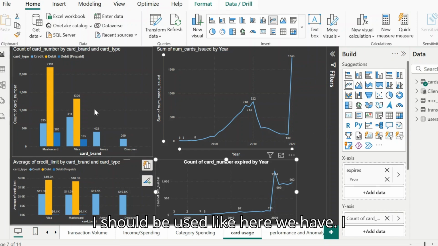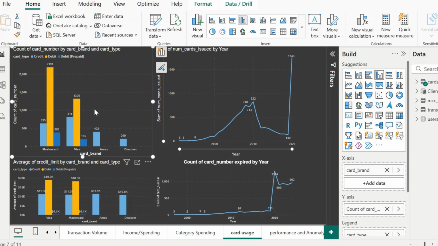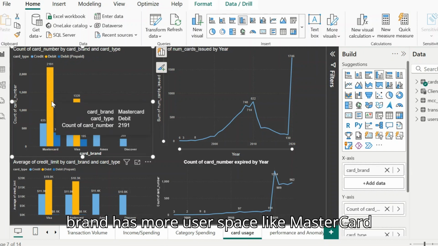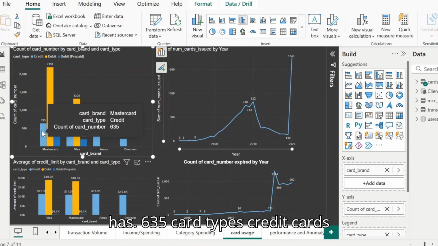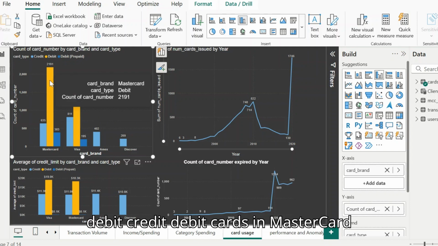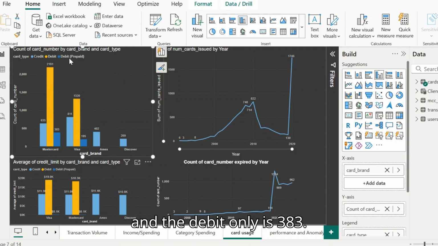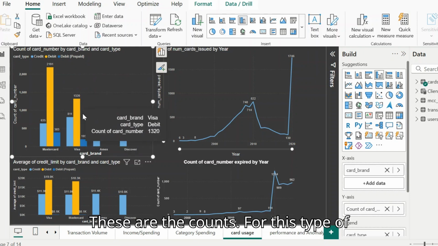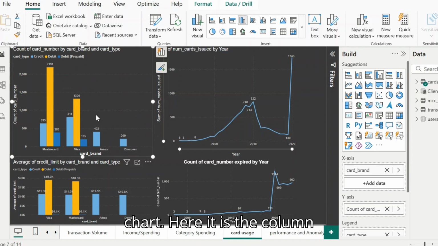I will tell you very basic things here. Here we have card brands. If we want to analyze which card brands are most used, like the count of card numbers by card brands, which card brand has the bigger user base. Mastercard has 635 credit cards, 2191 debit cards, and the debit prepaid only is 383. These are the counts. For this type of analysis, we should be using the bar chart.